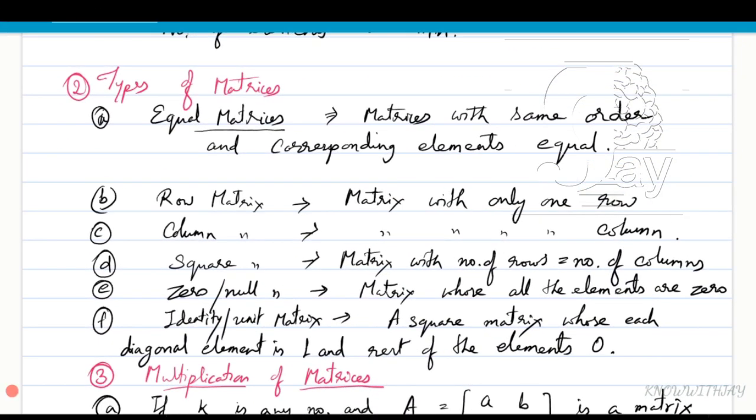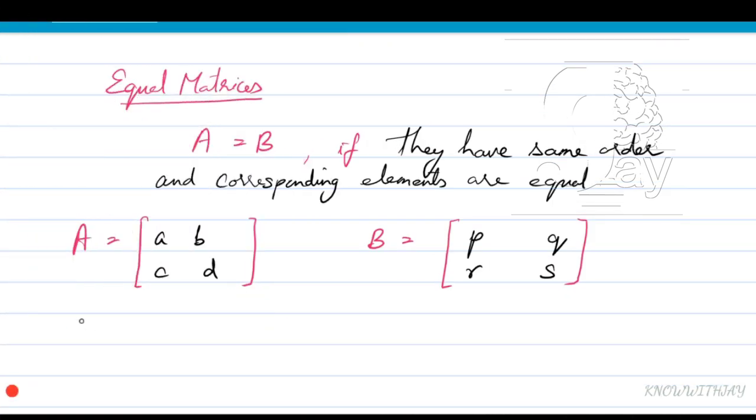Let us see different types of matrices. The first one is about equal matrices. How do we identify equal matrices? Now here we have two matrices, each of order 2 by 2. Matrix A and matrix B, both of the order 2 by 2.